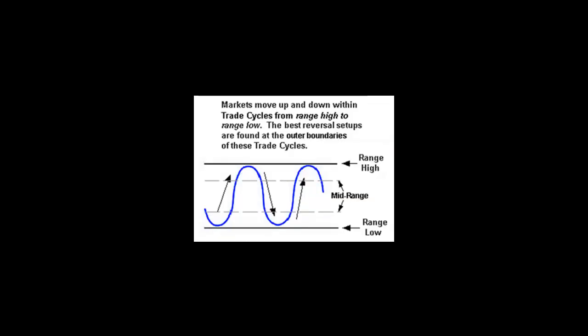Markets move up and down within trade cycles from range high to range low. The best reversal setups are found at the outer boundaries of these trade cycles. The chart pattern I'm going to show you today is a pattern called an engulfment reversal. It is a very productive reversal pattern when found at either a range high or a range low of a trade cycle. It works best when combined with a key level of support or key level of resistance in a liquid market, that is, a market with volume.